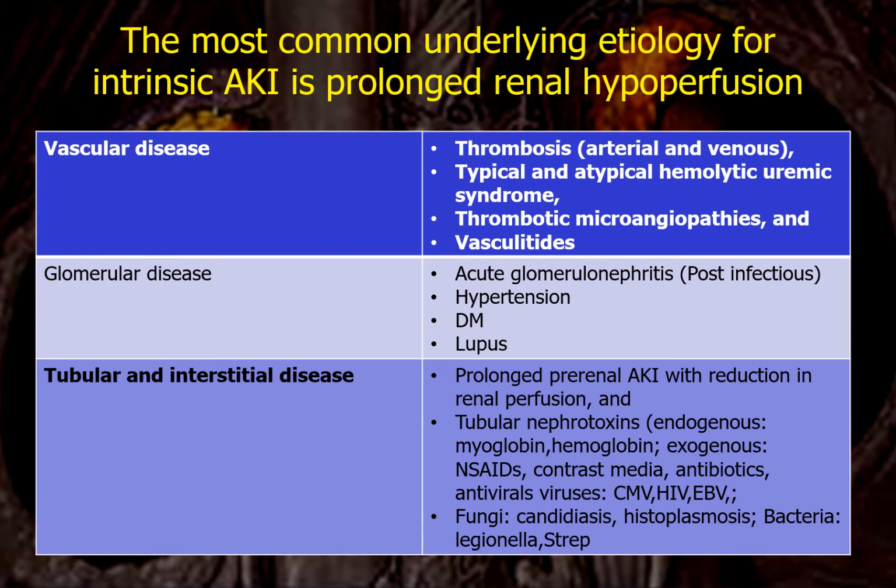Intrinsic acute kidney injury can also be induced by the release of endogenous nephrotoxins such as myoglobinuria due to rhabdomyolysis and hemoglobinuria due to intravascular hemolysis.